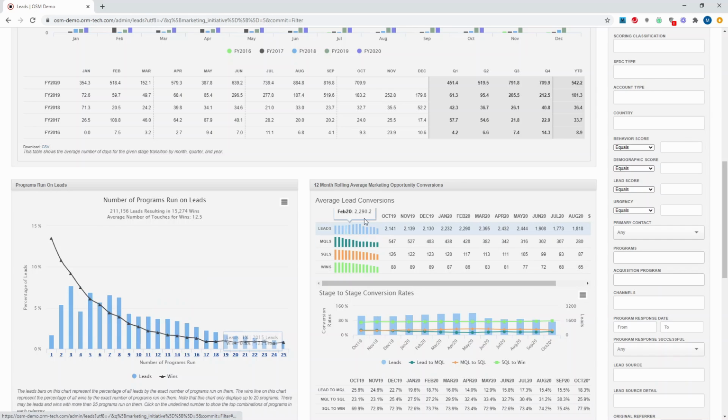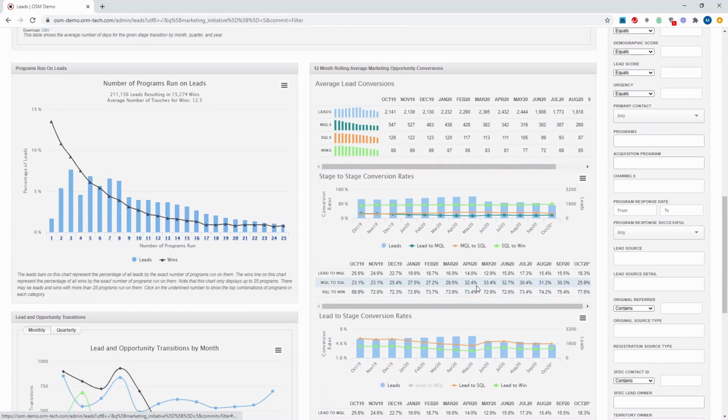We also have a panel to look at the 12-month rolling average of our leads. So we take the prior 12 months and smooth the data with these values. I can see that I have about 2,400 leads in March 2020, along with 382 MQLs, and so on here. We use these values in our conversion rates below.